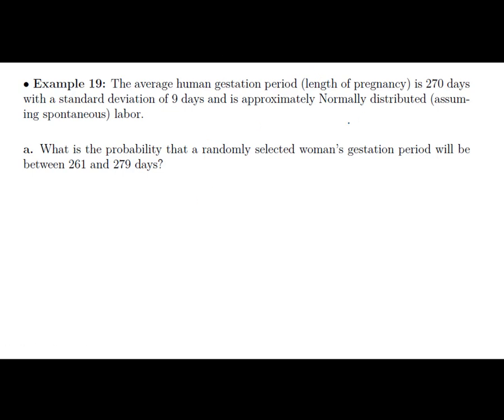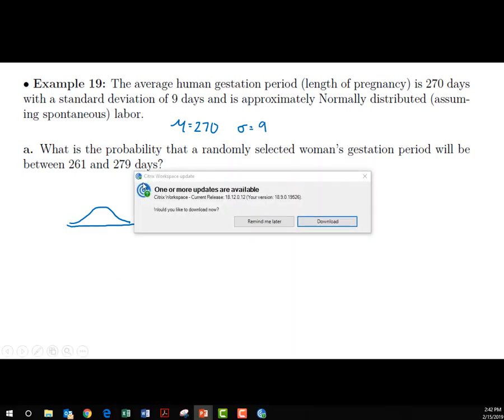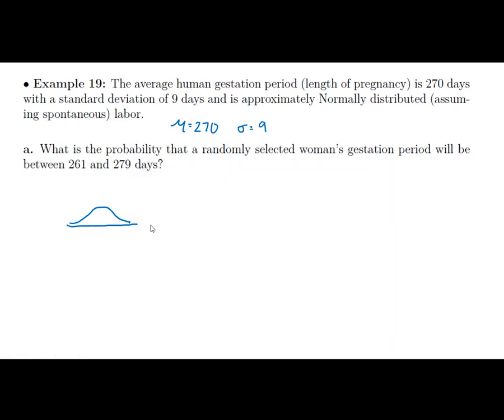So the fact that it's normally distributed means it's valid for me to draw a bell curve. Okay, so as I think about this question, I'll be thinking about the normal distribution. And they told us that the mean is 270 and that the standard deviation is 9. All right. So it asks me the question here, what is the probability that a randomly selected woman's gestation period will be between 261 and 279 days?